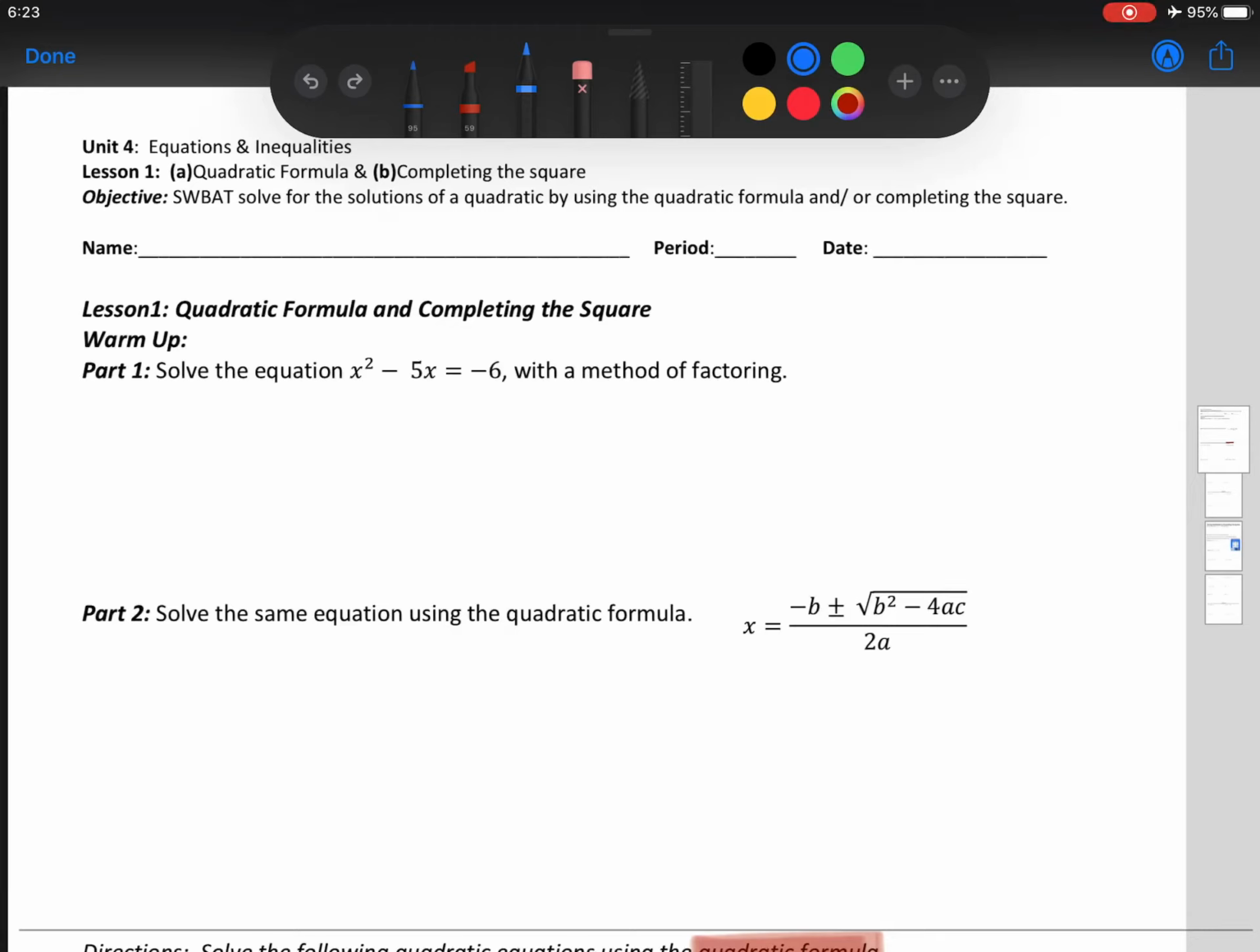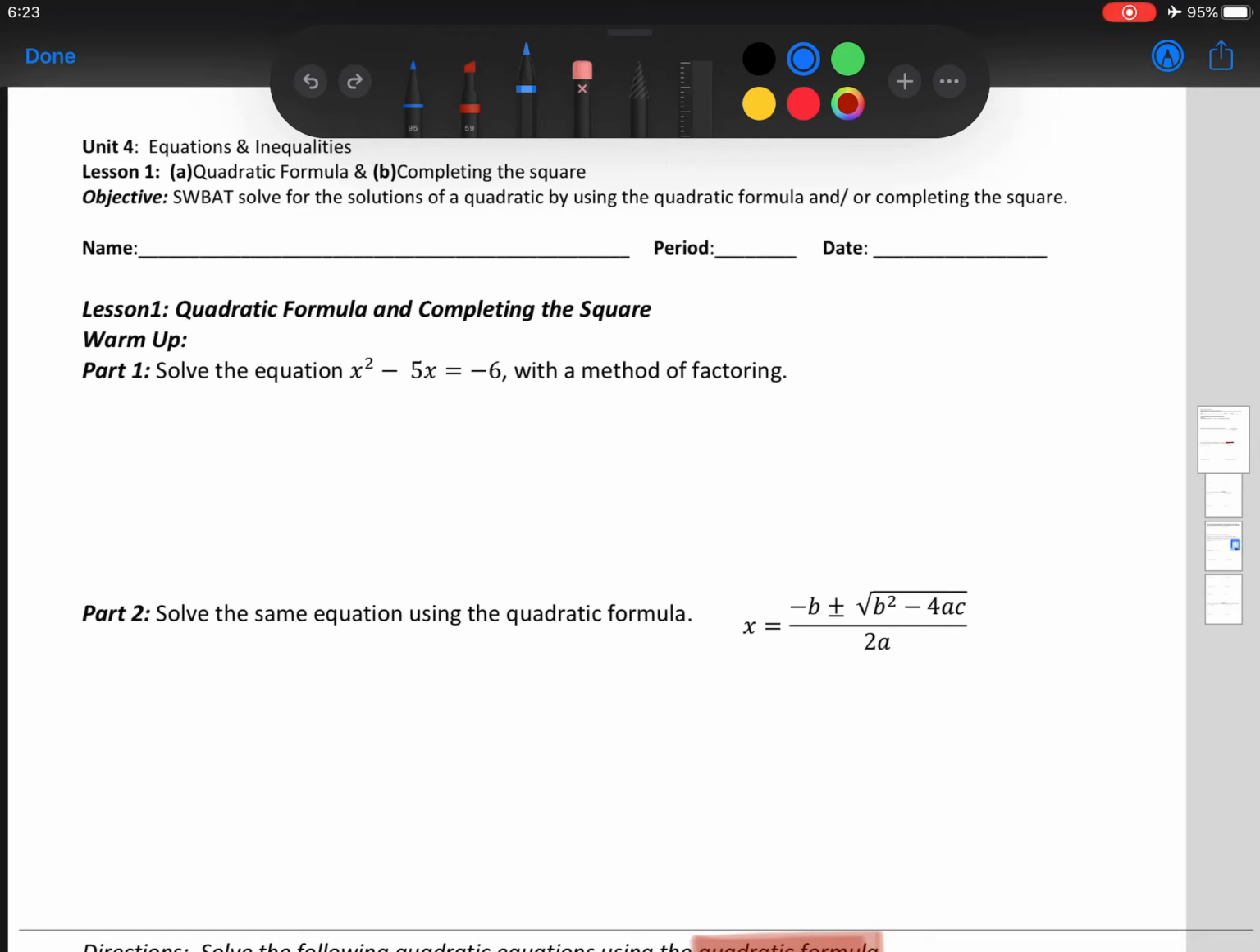Hey guys, we are going to be starting a new unit, Equations and Inequalities. I'm going to get started with lesson 1A today, which is the quadratic formula. So I want you to pause the video and try the warm-up on your own.